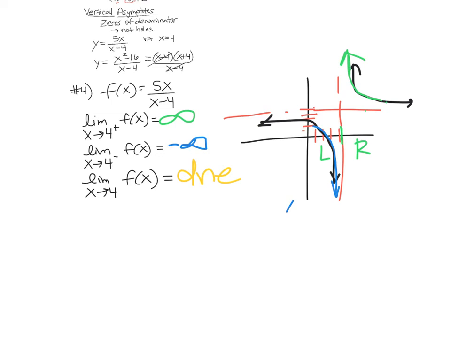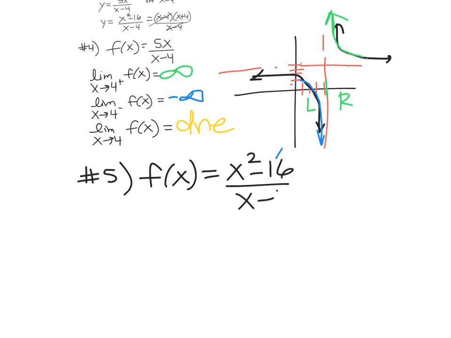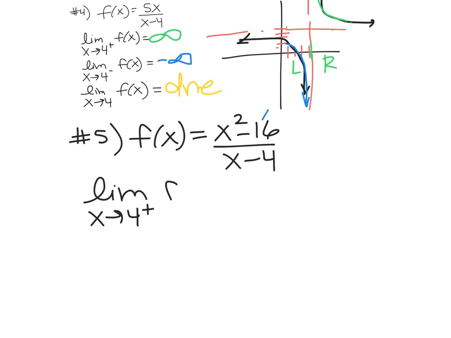Now, that's all well and good, and that's great, and you're allowed to graph that and whatever. But we also have done the other one. F of x equals x squared minus 16 over x minus 4. And I could ask you here, what's the limit as x goes to 4 plus, minus, and regular 4? So let's talk about that. Limit as x goes to 4 from the left.